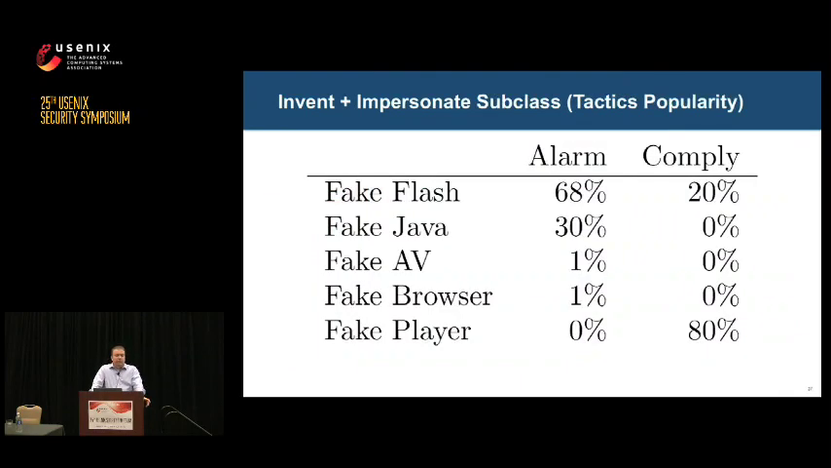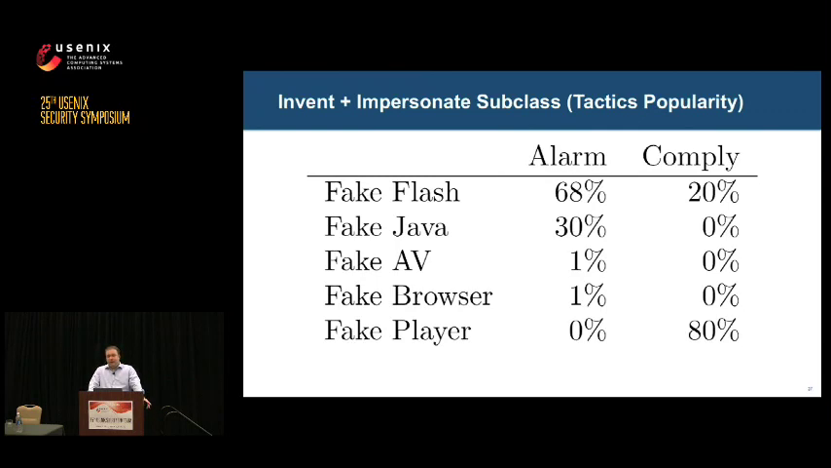If we look deeper into the invent, impersonate, alarm, and invent, impersonate, comply classes and look at the type of software that they're using to distribute, we see that fake Flash is most popular in the alarm class. Almost 70% of the downloads that we observed for social engineering in this class are telling you that your Flash player is out of date or something about your Flash player needs updating. Fake Java, which is very similar to the fake Flash attack, is next at 30%. However, what we didn't see much of is fake AV, which only made up about 1% of our observations in this class.